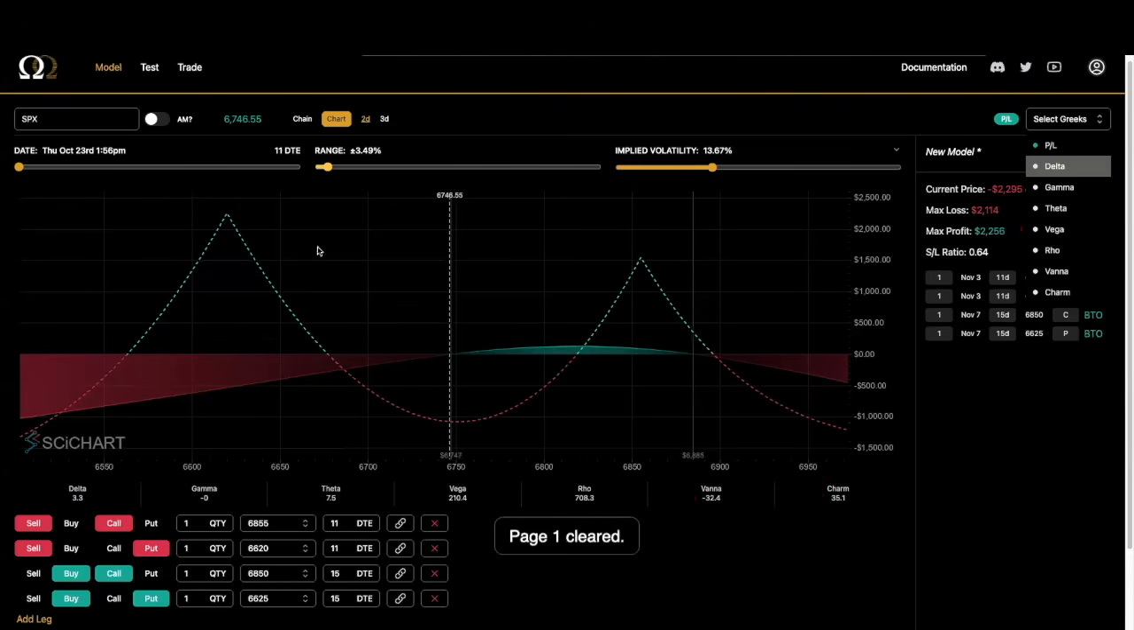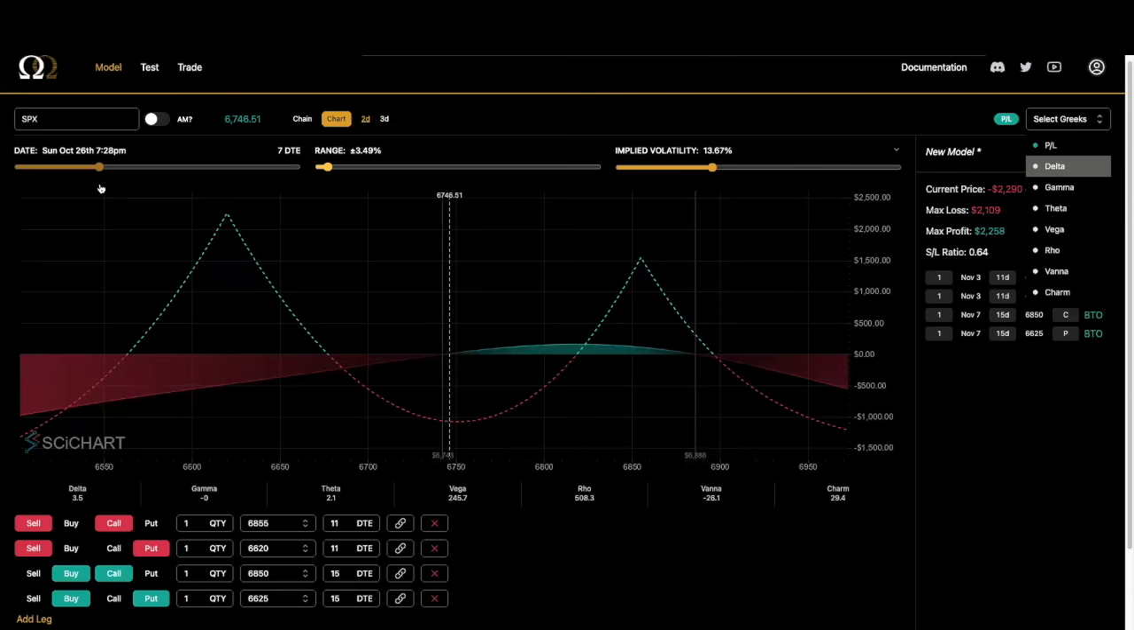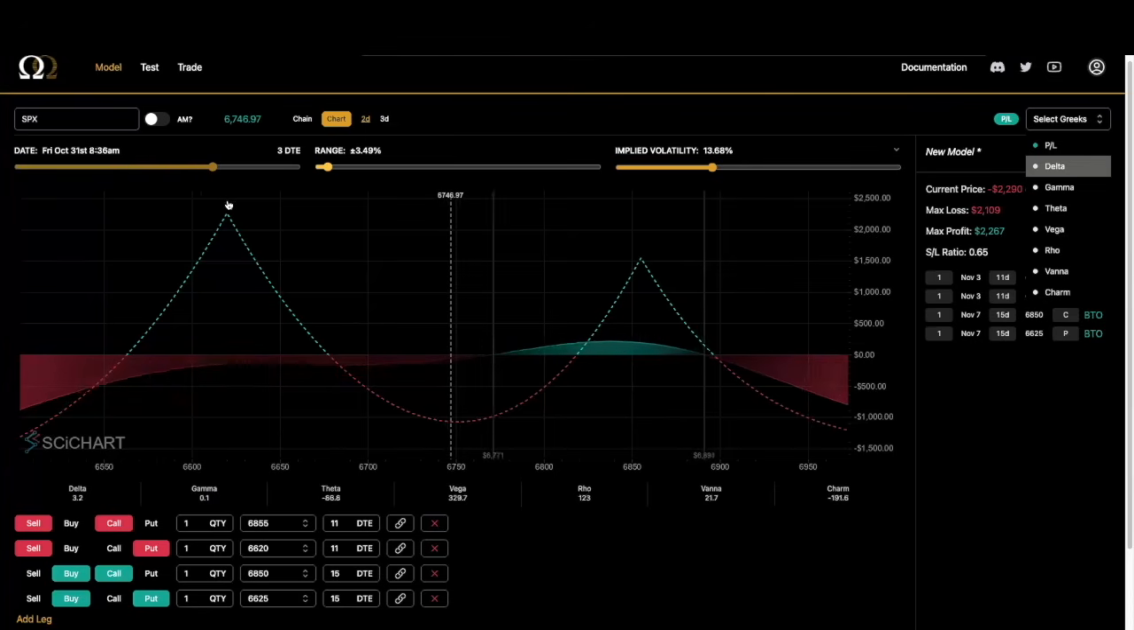But if we look at this trade, first let's just start with the date here. This is neat. If I just go slowly, you can see this as I move here, Friday, October 24th. We started this 11 days till expiration. Now we're at 10 days. Watch this. Keep moving it, 9 days, 8 days in the trade. So the more time that we're in the trade, what do you think is going to happen?